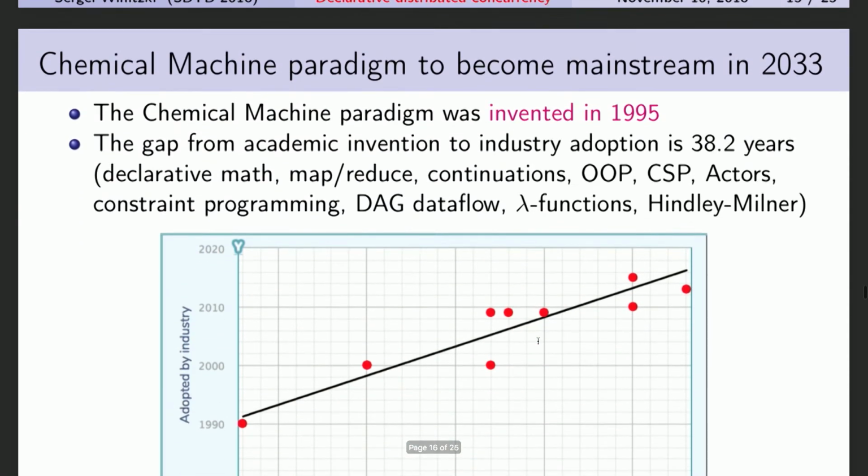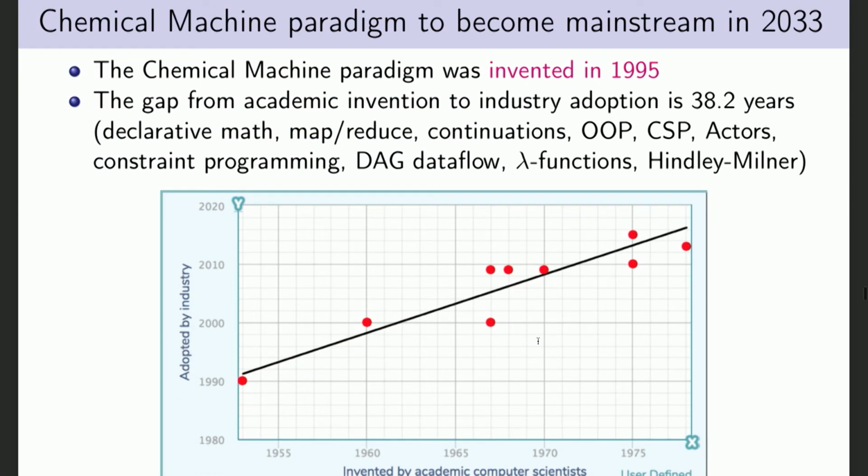Okay, let me just, before I go to my distributed part, this I already explained in previous presentations. Now, you see, if you look at when certain concepts were invented and when they were adopted by the industry, there's about a 40-year gap.